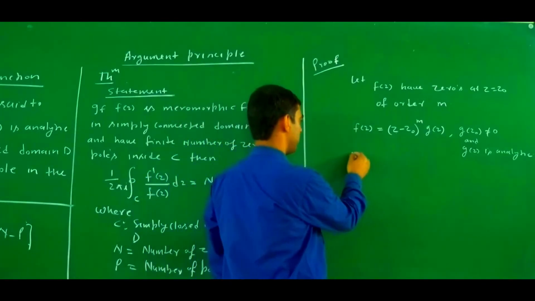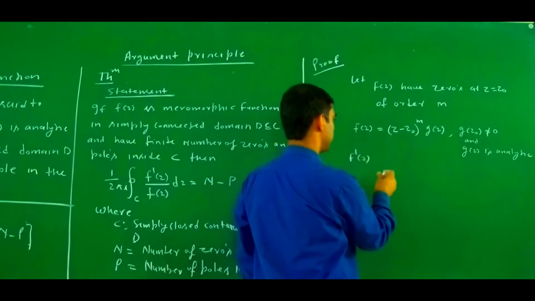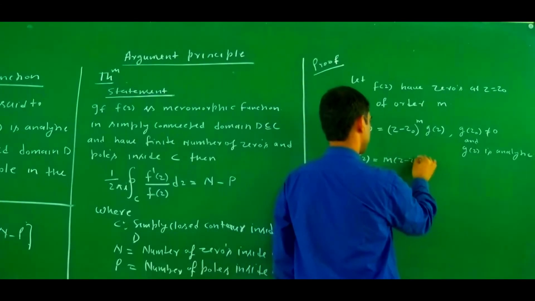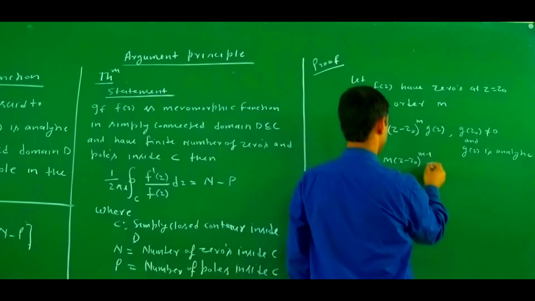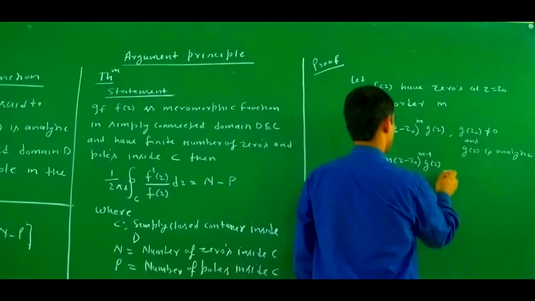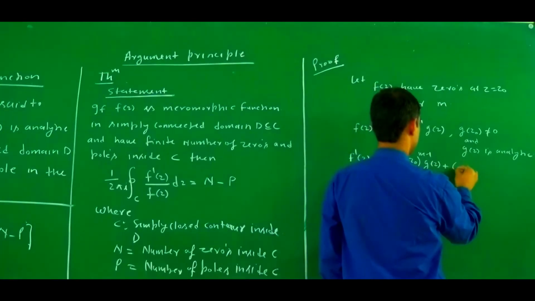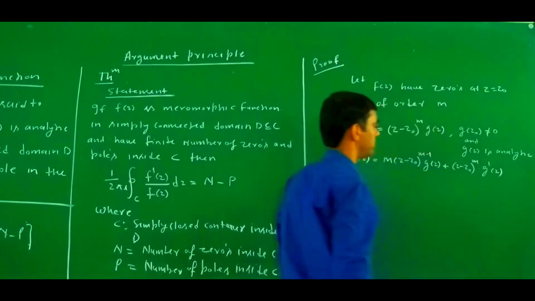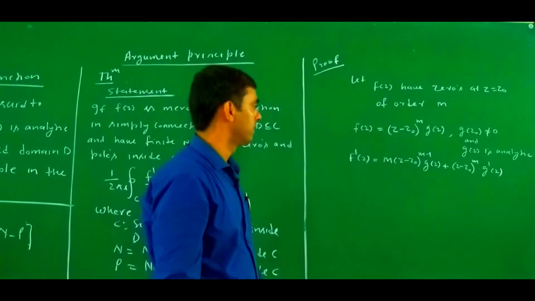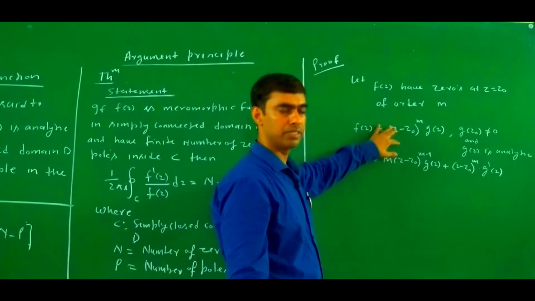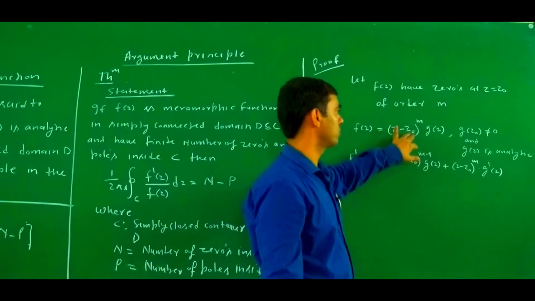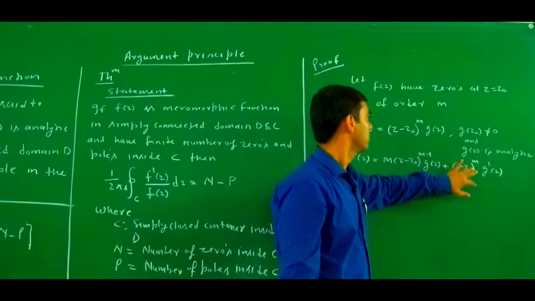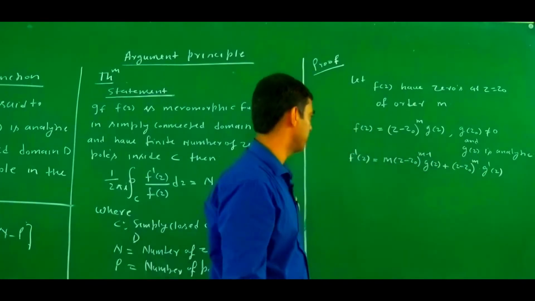Now what is the value of f'(z)? We differentiate this: f'(z) equals m (z minus z0) to the power m minus 1 times g(z), plus (z minus z0) to the power m times g'(z). Here we just differentiate a product of two functions: the differentiation of the first function times the second function, plus the first function times the differentiation of the second function.